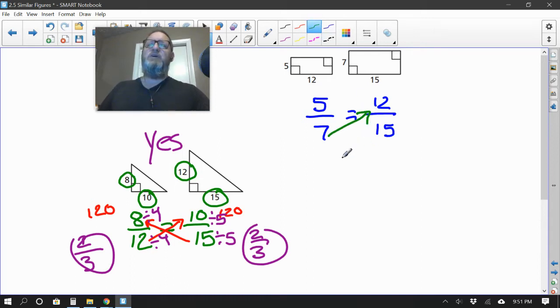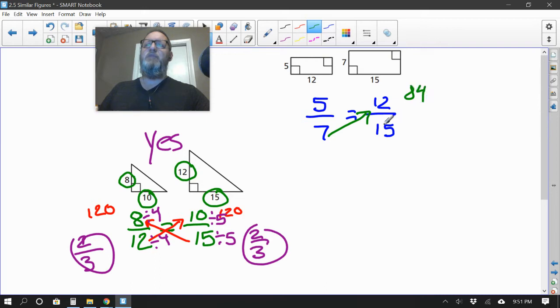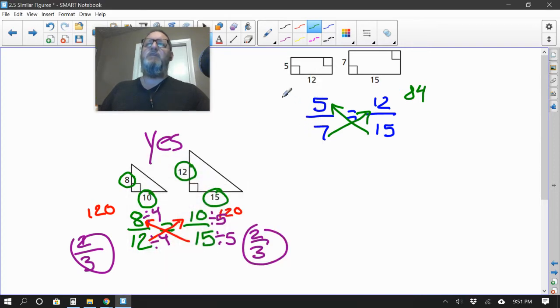7 times 12, just to speed things up, is 84. And 15 times 5, I believe that's 75. Hopefully I'm right. 15 times 5. There we go, 75. All right. Oh, definitely did not get the same answer that time. So this is a no.